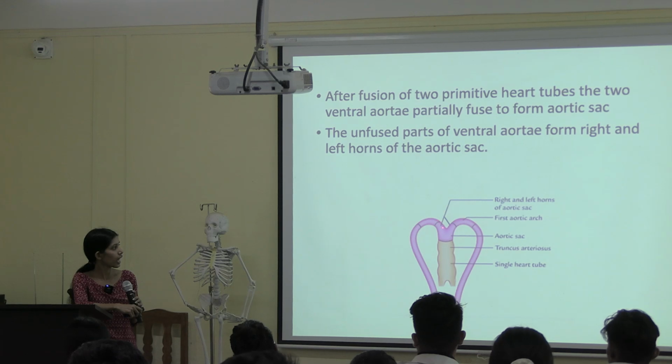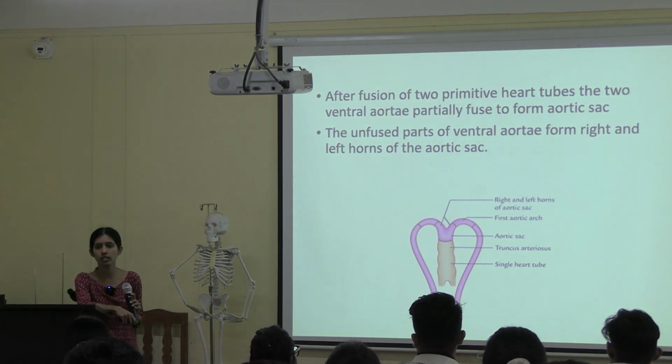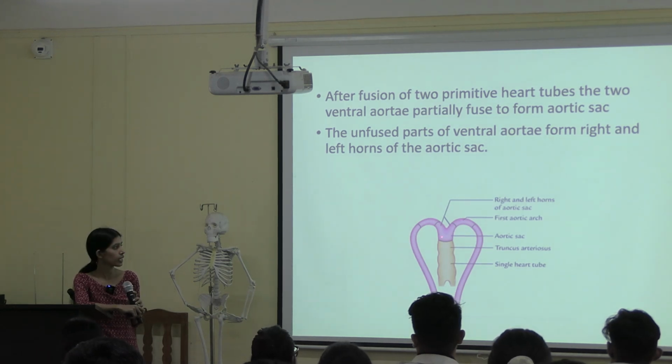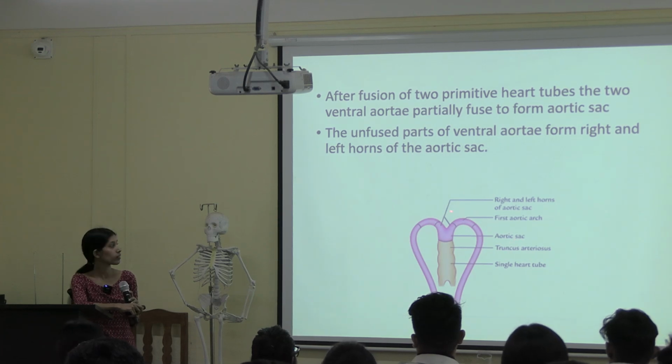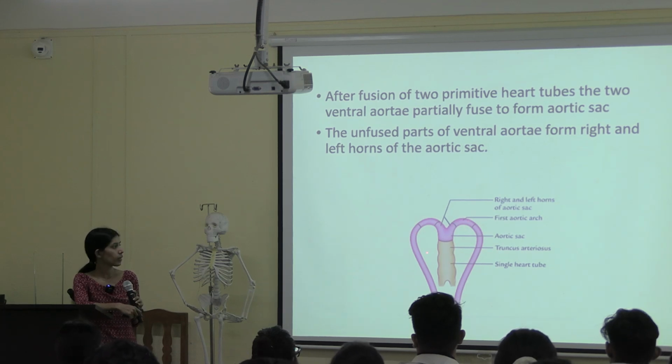Okay. Here we have the remaining unfused part. These are the unfused parts. The unfused part of the ventral aorta is named the right and left horns of the aortic sac. So your ventral aorta combines with the truncus arteriosus to form the aortic sac. Whatever remaining unfused part is there, we name it the right and left horns of the aortic sac. Then it is followed by your aortic arch arteries. Then this is the dorsal aorta. This is the right side and this is the left side.